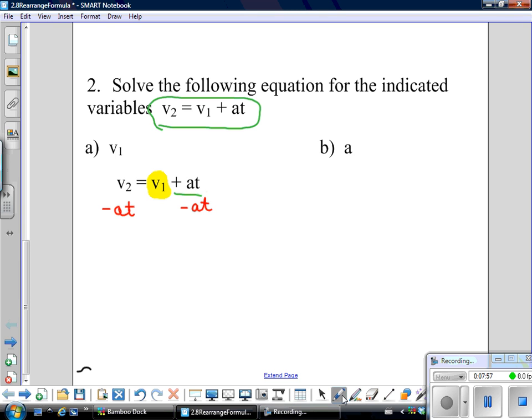So finally, I'm just writing my final answer. So my final answer is I have V1, the ATs are canceled out, and I'm left with V subscript 2 minus AT. And again, if you want to have V1 in the first position, we can just literally flip that equation around. And we are finished.